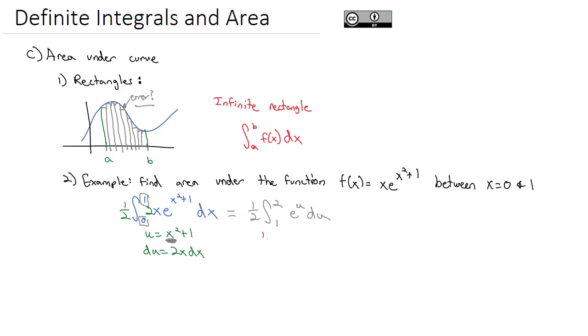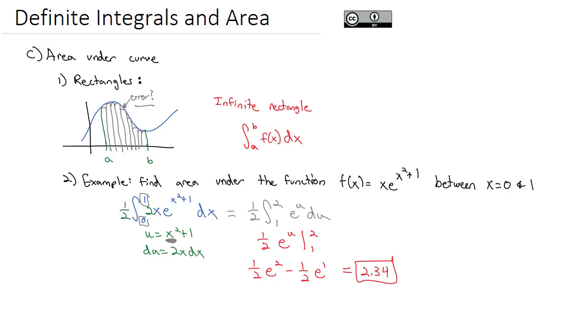And now we can evaluate this integral as 1/2 e to the u evaluated from 1 to 2, which means we have 1/2 e squared minus 1/2 e to the first power. And that technically is the area, or you can plug it into the calculator and get about 2.34 square units found under the curve between 0 and 1.